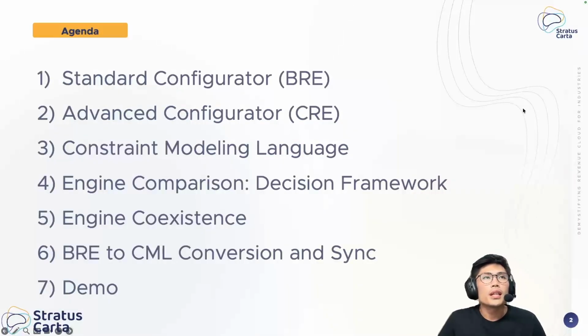So the plan for today is we'll start with Standard Configurator, all of its capabilities. Then we'll transition to Advanced Configurator. And we'll lightly touch on the Constraint Modeling Language, or CML. Then we'll compare both engines. I'll give you a decision framework to use in order to decide which engine is best.